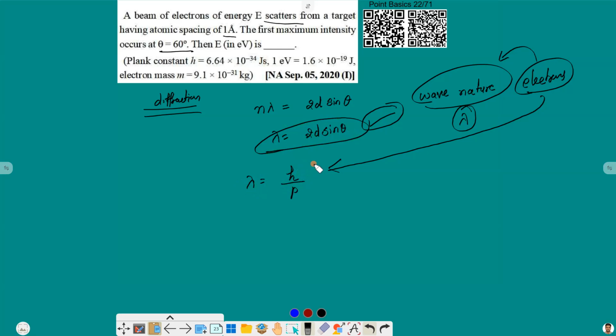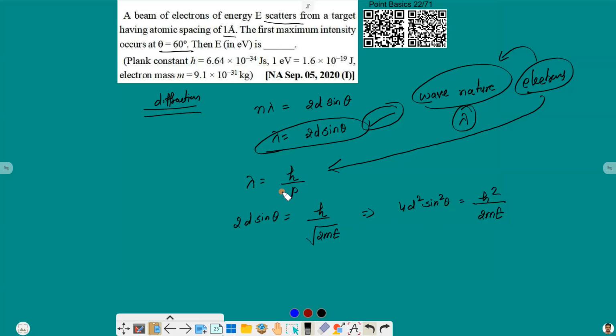So if we equate both of these, what we will get is 2d sine theta, and we have to calculate energy. So I can write momentum like under root 2 me E. So from this, if I calculate the value for energy, squaring both of these, I will get 4d square sine square theta is equal to h square by 2mE.